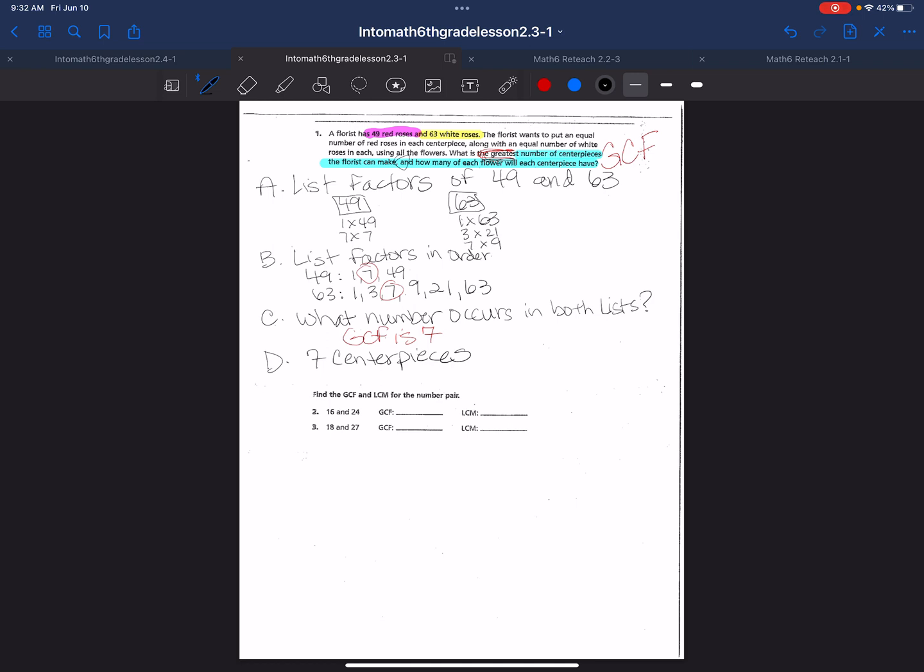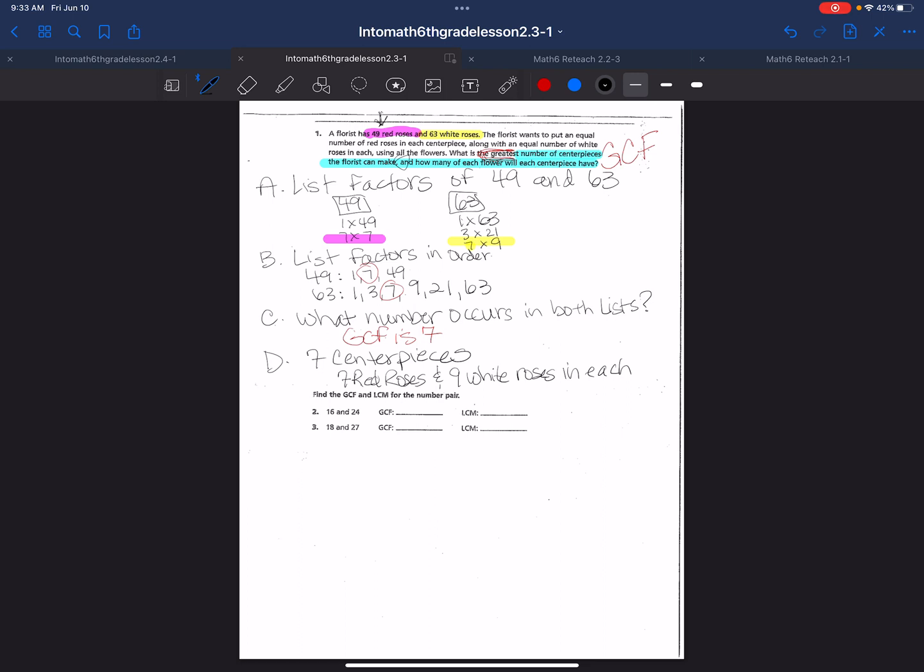But then it asks me, and here, how many of each flower will each centerpiece have? So I have to go back up here and I see right here it states in the problem there's 49 red roses. And then I know based on I did the number 7 here, so I'm going to pick 7 times 7. Now for the white roses, I still need to find the GCF of 7, but I know that I did 7 times 9 for the white roses. So I know in each centerpiece, there will be 7 red roses and there will be 9 white roses in each.